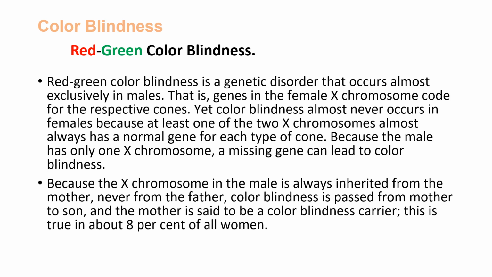Red-green color blindness is a genetic disorder that occurs almost exclusively in males. That is, genes in the female X chromosome code for the respective cones. Yet color blindness almost never occurs in females because at least one of the two X chromosomes almost always has a normal gene for each type of cone. Because the male has only one X chromosome, a missing gene can lead to color blindness. Because the X chromosome in the male is always inherited from the mother, never from the father, color blindness is passed from mother to son, and the mother is said to be a color blindness carrier. This is true in about 8% of all women.